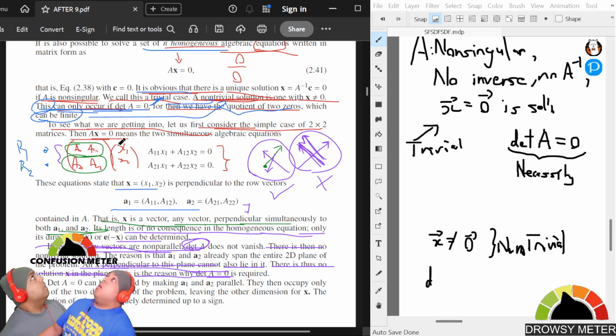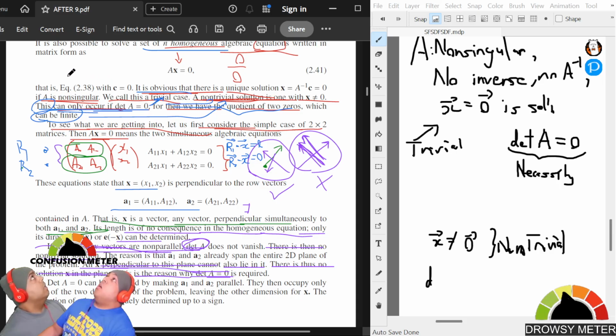This is a dot product here, right? This times this is a dot product. This is secretly row 1 dot producted with x. This is secretly row 2 dot producted with x. And if that is equal to 0, that means it's perpendicular, right?